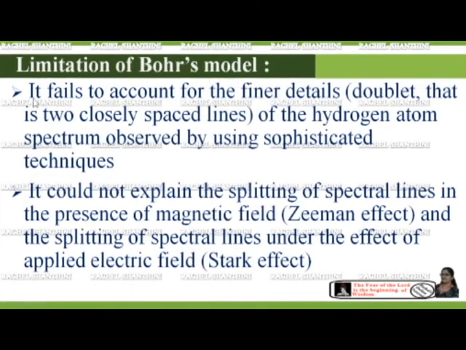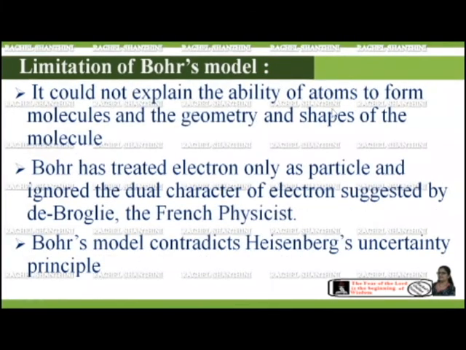Limitations of Bohr's model. It fails to account for the finer details, that is, the closely spaced lines of the hydrogen atom spectrum observed by using sophisticated techniques, and it could not explain the splitting of spectral lines in the presence of a magnetic field, that is the Zeeman effect, and the splitting of spectral lines under the effect of an applied electric field, that is the Stark effect. Moreover, it could not explain the ability of atoms to form molecules and the geometry and the shapes of molecules.